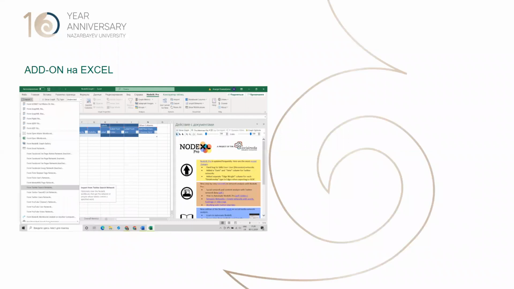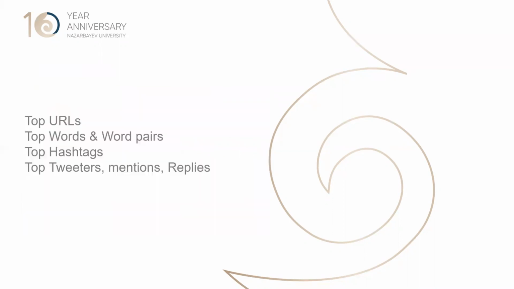This is how it looks. It is an add-on right here, inside Excel. When you download it, you can work on social media. It's very self-explanatory and very easy to use compared to other software. In your social network analysis, you can find out, let's say, COVID-19 and Bill Gates related tweets. You can find out the top URLs, the top words, top hashtags, and top tweets that were discussed on the network.